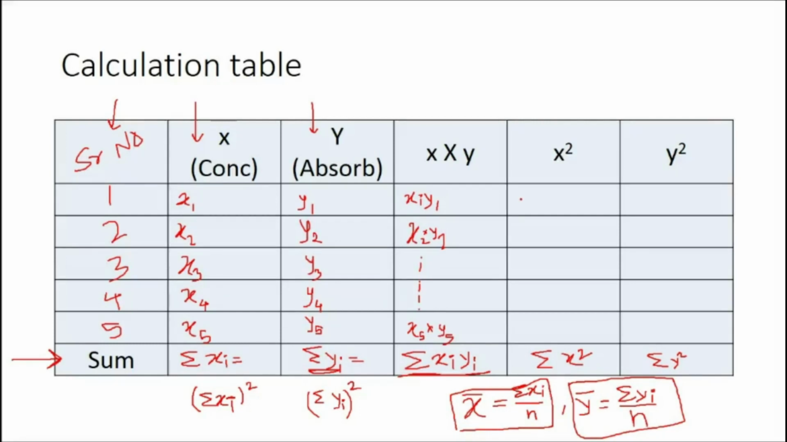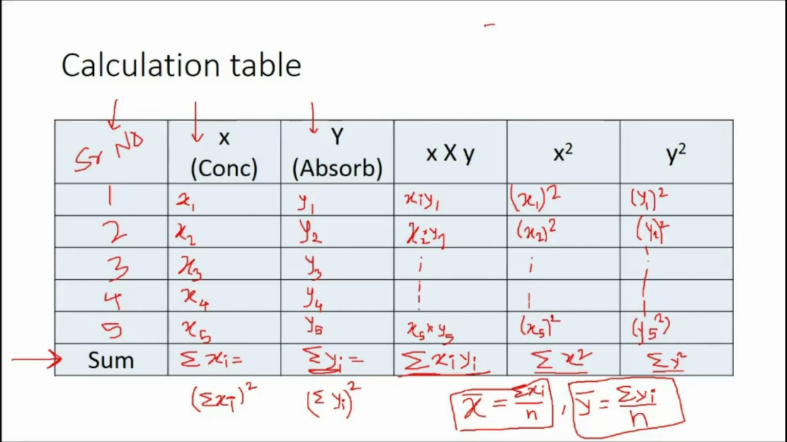Then after that you will need to do x1 का स्क्वायर, x2 का स्क्वायर, go on till x5 का स्क्वायर. Similar you will perform for y1 का स्क्वायर. दोनों का आपको एडिशन भी करना है. See, this is summation of x square and summation of y square.